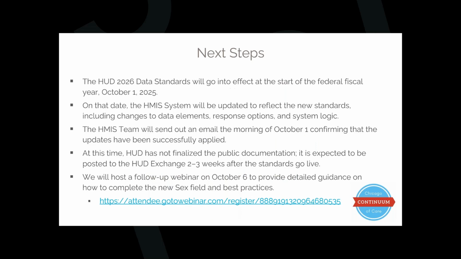Okay, so next steps. The HUD 2026 data standards will go into effect at the start of the federal fiscal year, which is October 1st of 2025. On that date, the HMIS system will be updated to reflect the new standards, including changes to data elements, response options, and system logic. The HMIS team will send out an email the morning of October 1st confirming that the updates have been successfully applied.